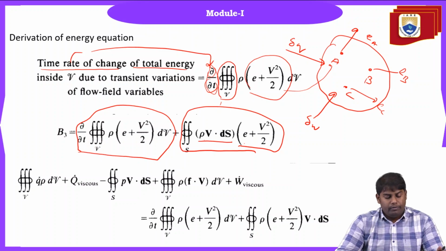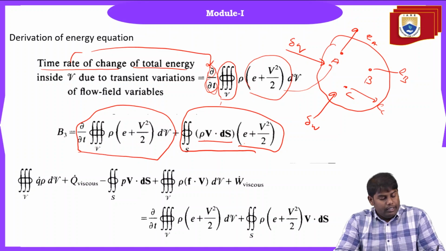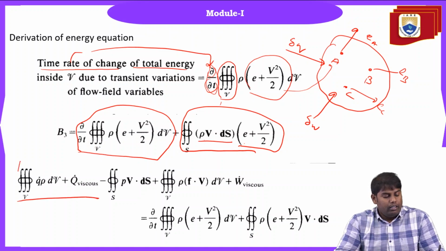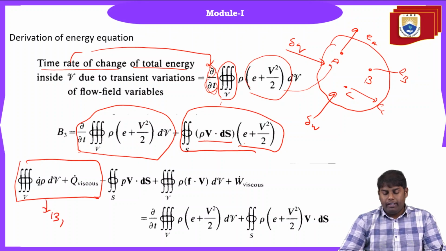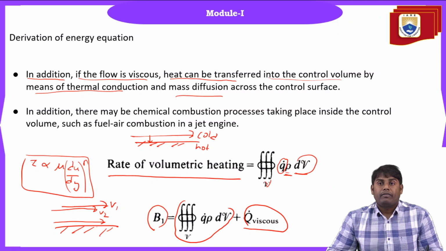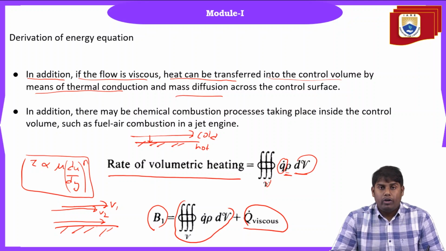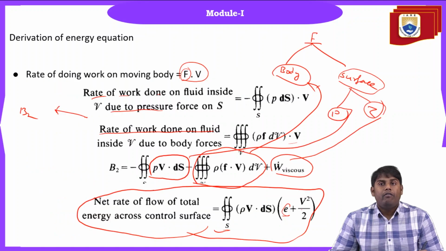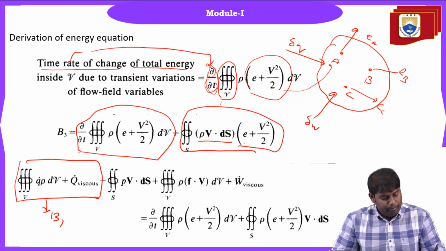Fine. So here what we have, this entity is coming from B1. So what is B1 here? B1 is nothing but whatever heat is applied to the system, either from the surroundings because of radiation or heat emitted from the system, which is a combination of viscous and volumetric heating. Fine, and this is for B1.